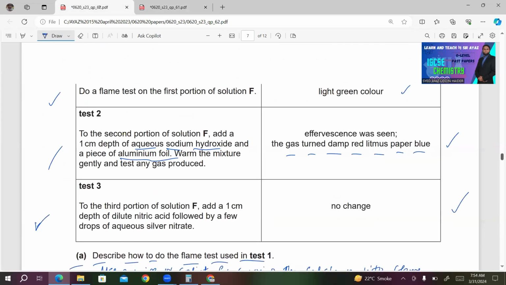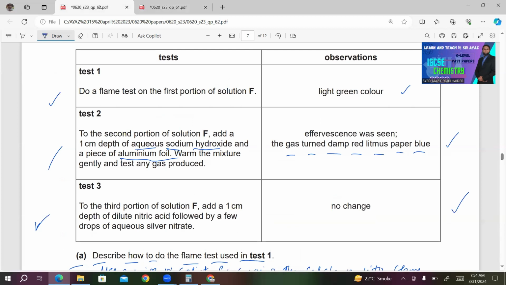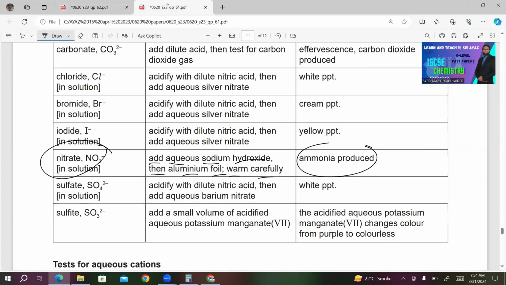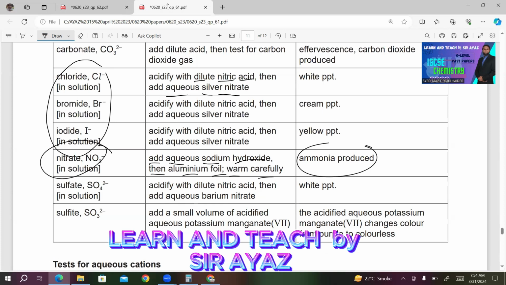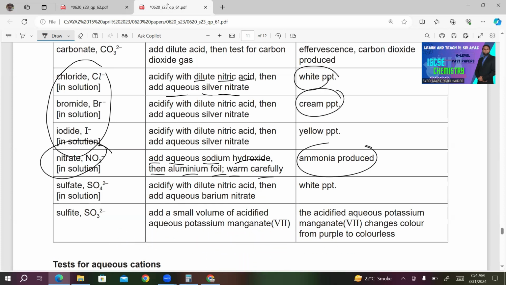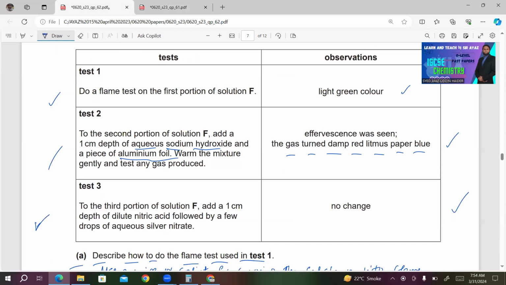What about the other test? For the third portion of test, they are adding dilute nitric acid followed by a few drops of aqueous silver nitrate. So this is the test for the halide ions. You see, these are the halides, chloride, bromide, iodide. In all these, they are adding dilute nitric acid followed by aqueous silver nitrate. So you don't see any white, creamy white or yellow precipitates. So halide ions are absent.